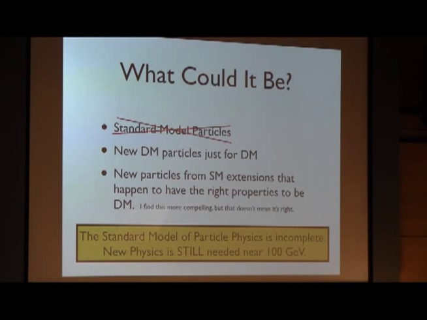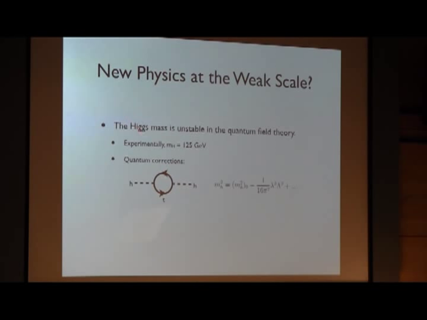So when I say incomplete, what do I mean? Let's go back to that story about the Higgs mass. So the problem, as I stated it before, is that the Higgs mass is unstable in the quantum field theory. What that means is a little bit tricky. We know now what the Higgs mass is. It's 125 GeV, more or less. The Higgs field interacts with all massive particles. So specifically here, it interacts with all particles in the Standard Model that have mass.